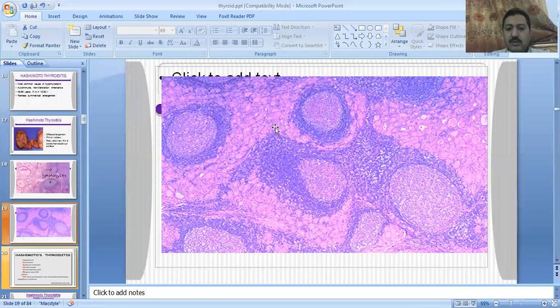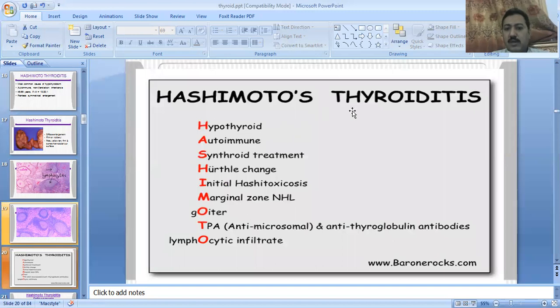Now, this one is the mnemonic for Hashimoto thyroiditis. By this, you can remember what occurs in Hashimoto thyroiditis. H stands for the hypothyroid state; initially there will be hyperthyroidism, and then with the passage of time, gradually it transfers into the hypothyroid state. A is for autoimmune disease, and S, it can be reversible by giving synthroid treatment or synthetic treatment, and there will be Hurthle cell change.